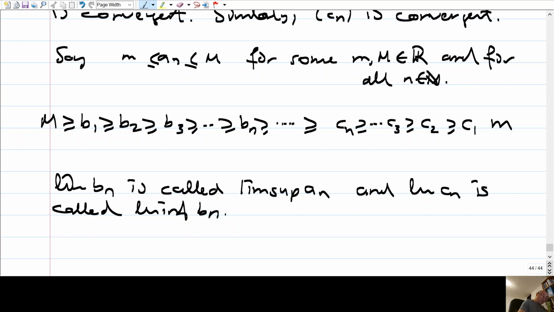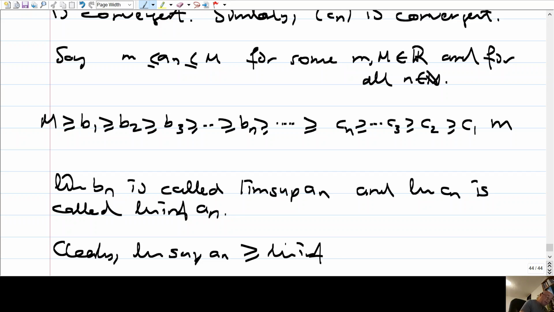And again, of course, clearly lim sup an is larger than or equal to lim inf an. They are both of an, because the terms of this sequence are always larger than the terms of this sequence. Therefore, if the limits exist, and they exist in this case, the limit of this one will be larger than or equal to the limit of this one.